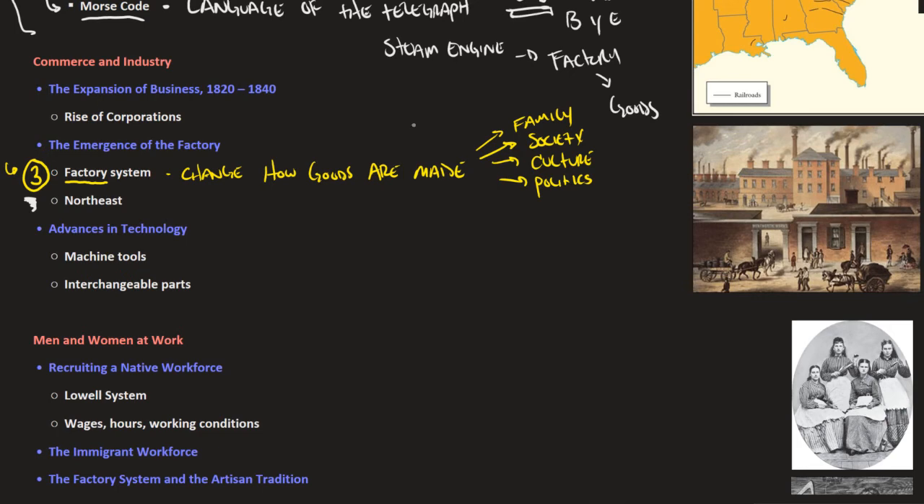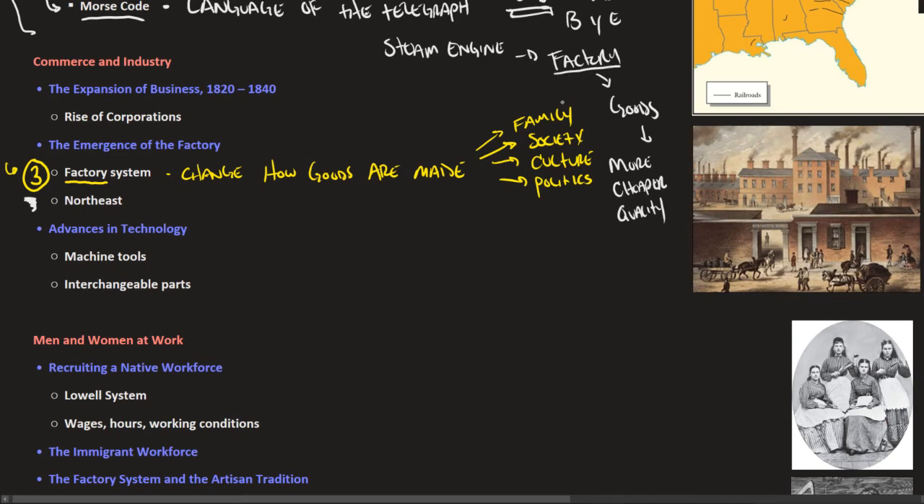And this allowed for, when we look at goods, more goods, cheaper goods, and in fact, contrary to what we might think, actually better quality. Factories, in most cases, produce better quality goods than handmade, even though we think about handmade as being the better quality today. Historically, not so much. So it's the rise of this factory system that leads to all these different changes in larger society.